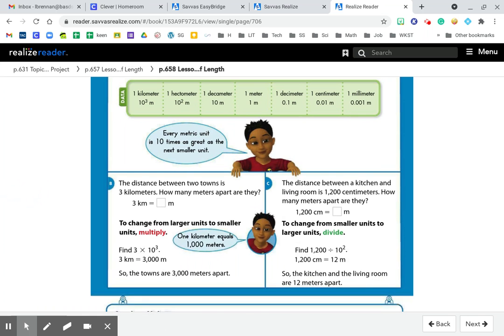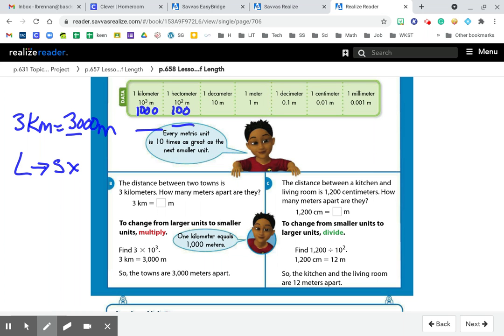So 3 kilometers equals how many meters? We are going from larger to smaller, so we multiply. And in this case, we multiply by 1,000, because remember, k to the third equals 1,000.